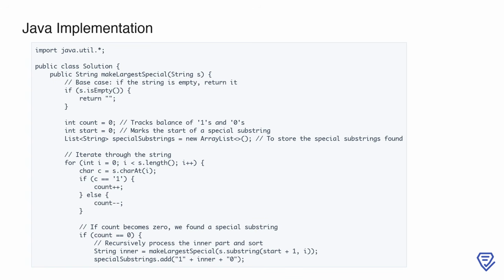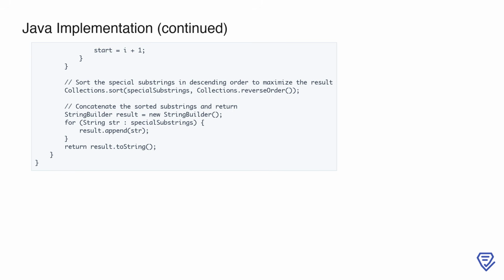We then construct the current substring by appending 1, the processed inner part, and 0 together, and add it to the special substrings list. Once we've identified all the special substrings, the next step is to sort them in descending order. This ensures that we maximize the lexicographical value of the resulting string. To do this, we use the collections.sort method with collections.reverseOrder passed as a comparator. After sorting, we concatenate the substrings in their new order. We use a string builder to efficiently append each substring from the special substrings list. Finally, we return the resulting string, which is the largest lexicographical special string that can be formed from the input.